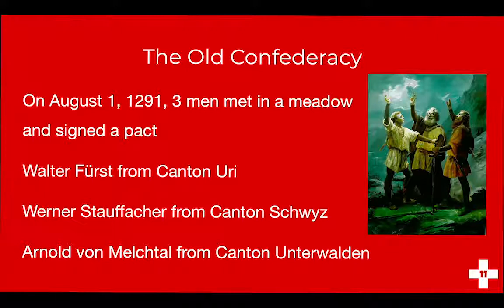And also interestingly, it's unknown if August 1st is actually the exact day. It was described as early August in the records. It's unknown exactly, but by convention, we've set it as August 1st.